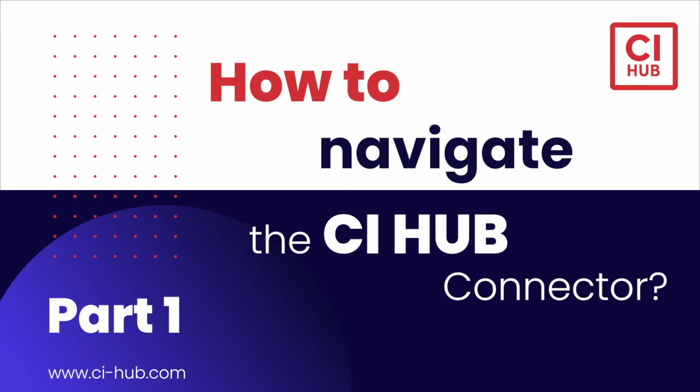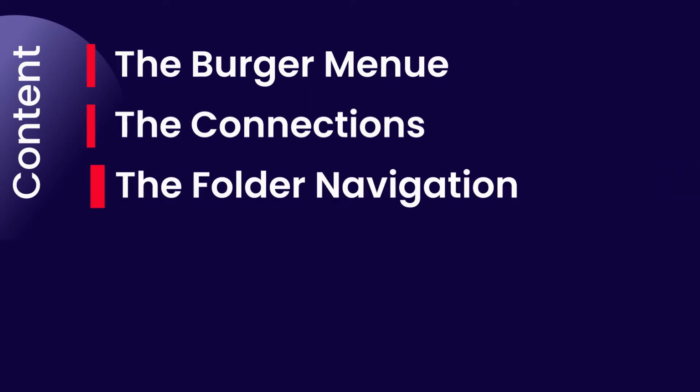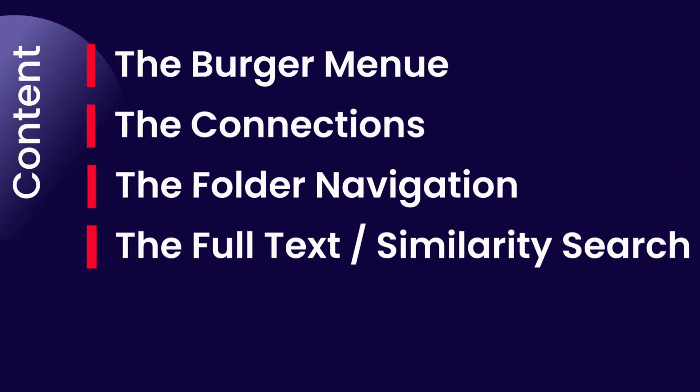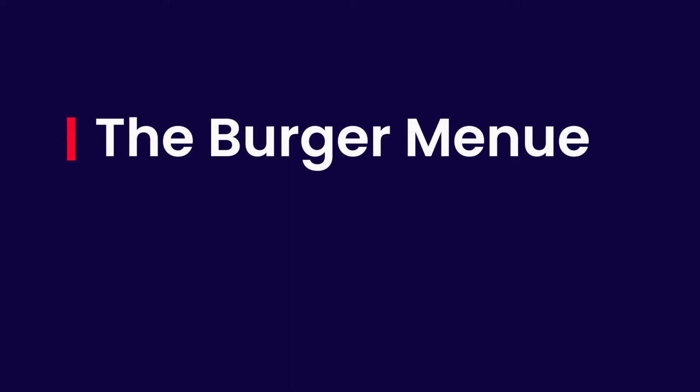This is part 1 of how to navigate the CI Hub connector. Today I would like to show you how to handle the burger menu, the connections, the folder navigations, full text and similarity search, and the filter settings. Let's start with the burger menu.